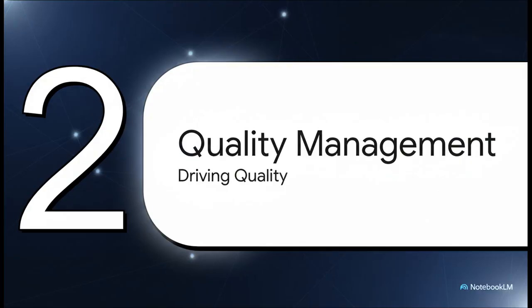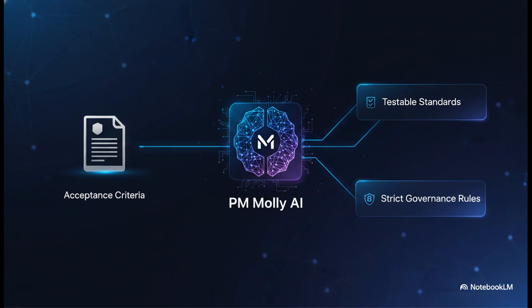All right, moving right along to Section 2, Quality Management. Look, we all know preventing a defect is way cheaper than trying to fix it after the fact. Quality failures are arguably the most expensive project failures you will ever face. They cause massive rework, they blow up your timelines, and they completely erode stakeholder trust.